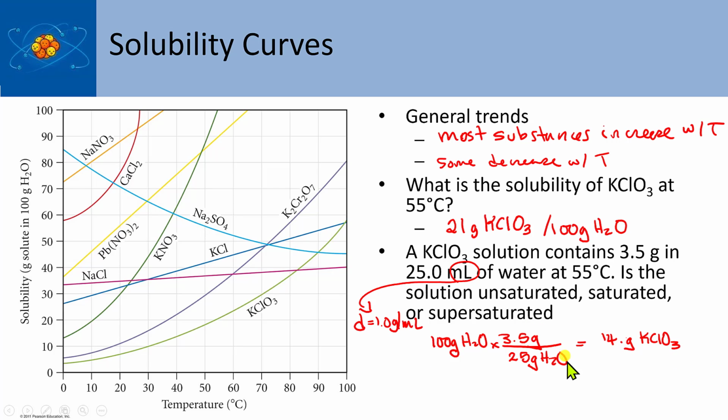So I use the concentration that's stated and the quantity of water used in the solubility to convert over to mass of potassium chlorate. Now if I'm looking at 55 degrees and I'm looking at 14, it's below the solubility curve. And below the solubility curve represents unsaturated.